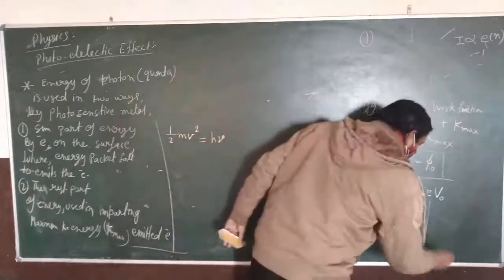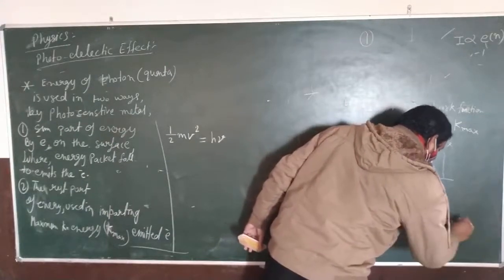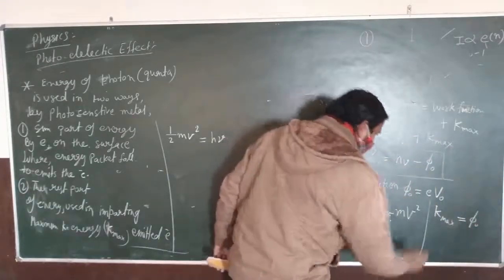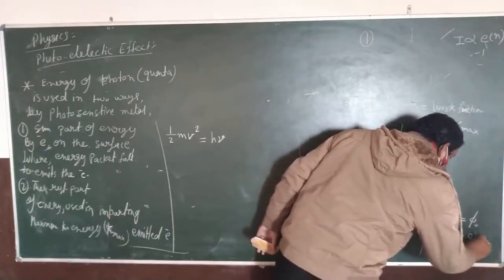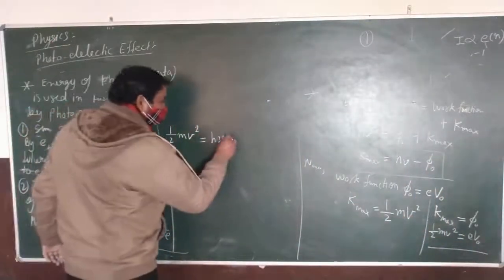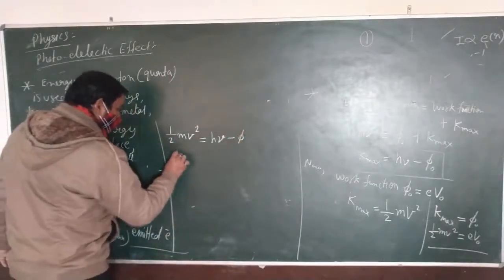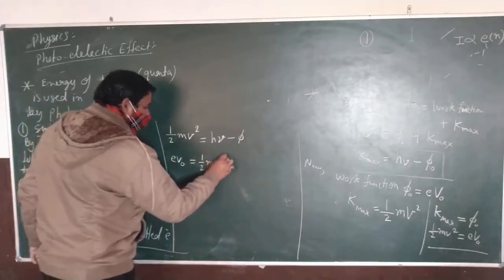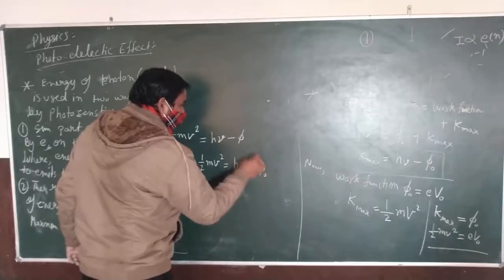Okay, here the kinetic energy is equal to the work function. Therefore, this will become how much? Half mv square is equal to E v naught. Clear? So we can write this equation: E v naught is equal to half mv square is equal to h nu minus phi naught.